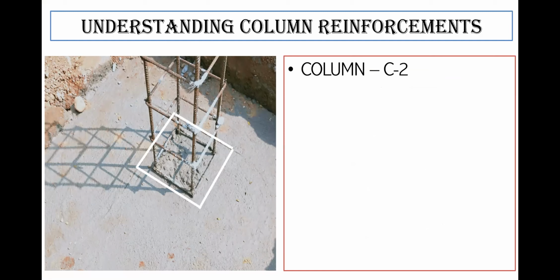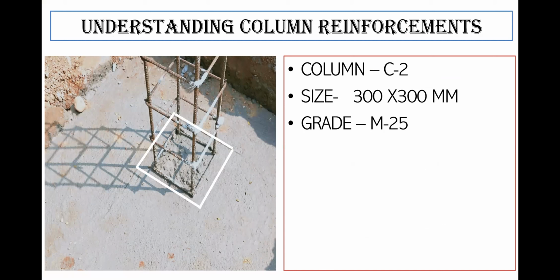So imagine this is a column C2, and the size of this column is 300 by 300, and the grade that you're going to use is M25, where we know that M stands for mix and 25 is the characteristic compressive strength that you're going to achieve at the end of 28 days. And it's written 4 of 16 diameter. And it's written something like 8 dia at 150 center to center spacing. So we'll try to understand this one by one, right?